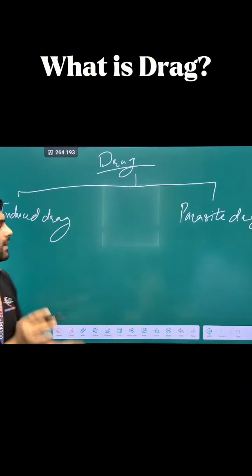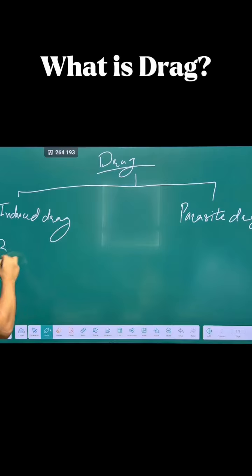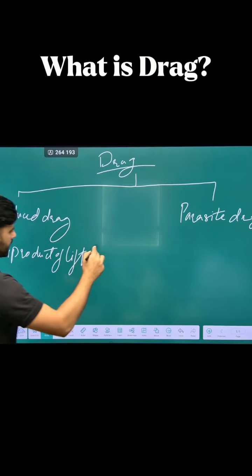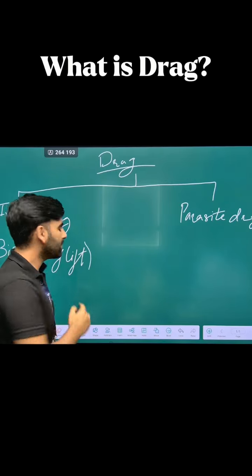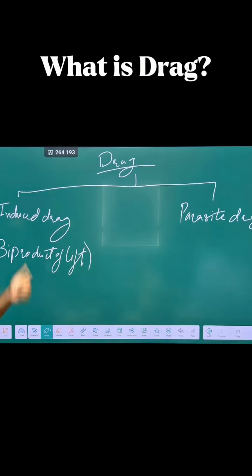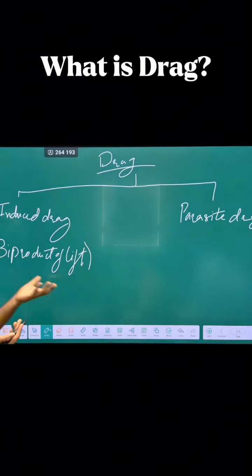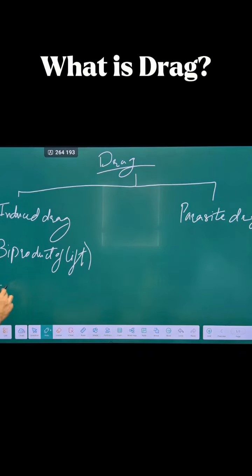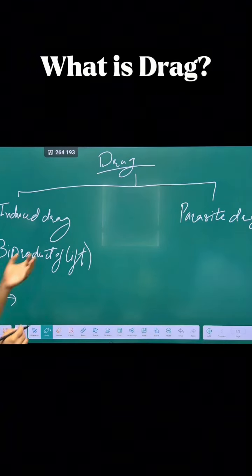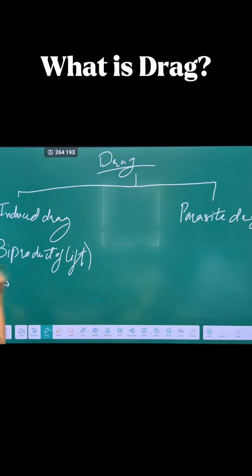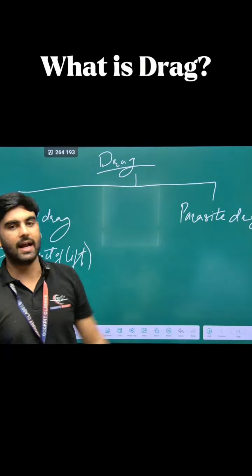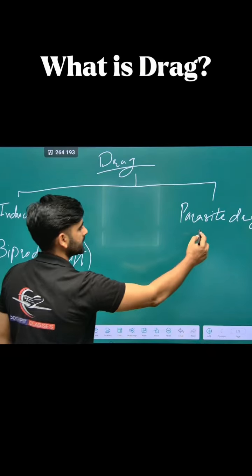In very simple language, induced drag is a byproduct of lift. So what does that mean? As the lift increases, the induced drag will also increase. Okay, that is the byproduct of lift. So if we are not producing any lift, there are chances that induced drag will be zero. Now, talking about parasite drag, there are basically three types of parasite drag.